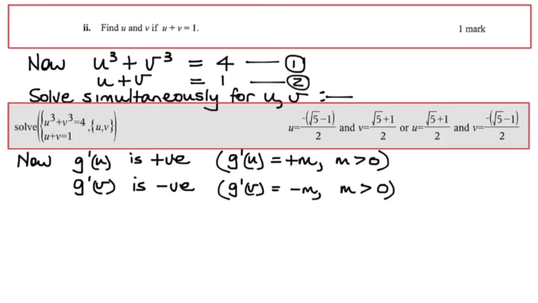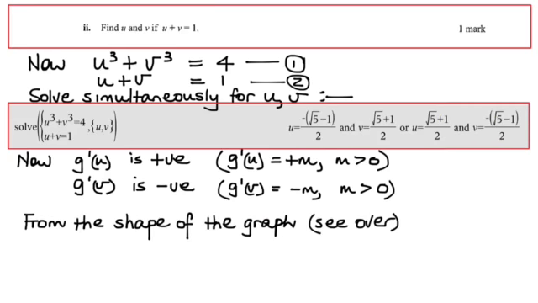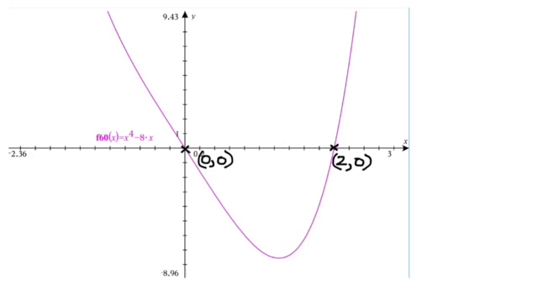So we're trying to work out whether u is the bigger number or v is the bigger number, because I think one of these might be right, but not both of them, okay? So let's just pursue this a little bit further. Let's have a look at the graph. Remembering that g dash u, the gradient at u, is positive and the gradient at v is negative, alright?